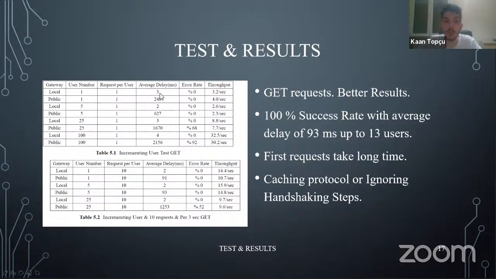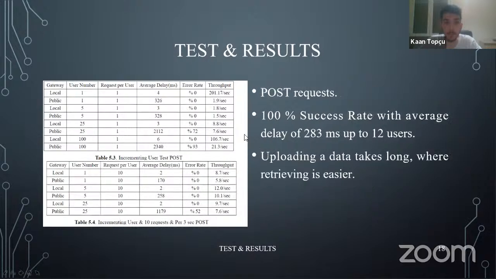And as we can see, first requests always take more time than when users make more than one request. This can be because of the caching protocol IPFS's HTTP protocol uses, or ignoring the handshaking steps if the connection is permanent. Also, for the POST part, as we can see, the same tests are applied in the same environment, and we have relatively higher delays here.